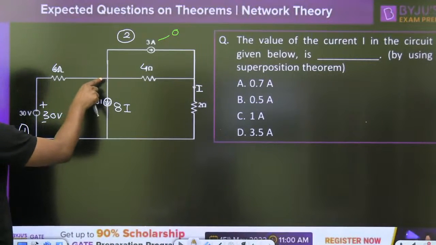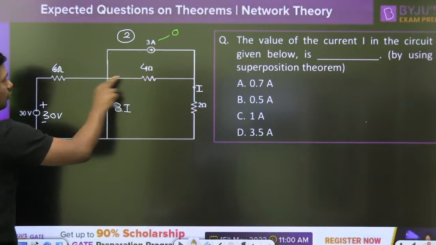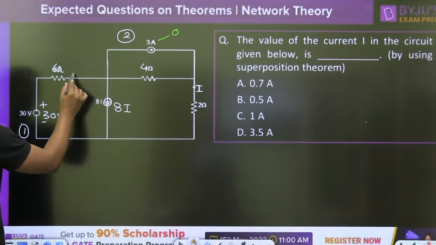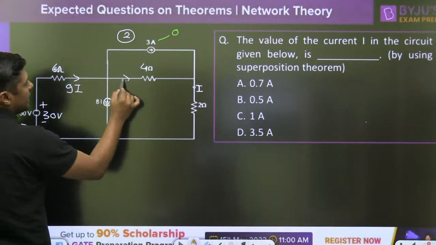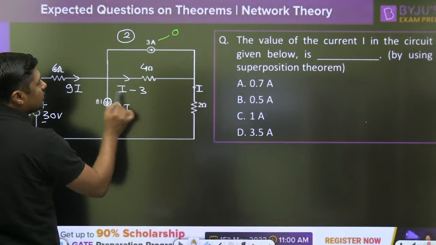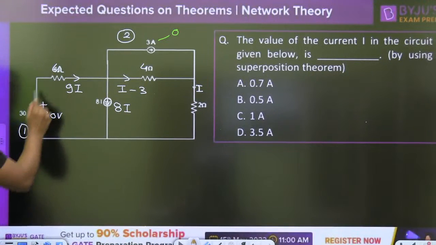At this node, you can directly write what will be the current, because this is the current I. What will be the current leaving this I? And this is what? 9I. This is the 3 ampere. That's why this will become I minus 3. What is the current here again? I. Okay, only distribution. Write down the KVL.